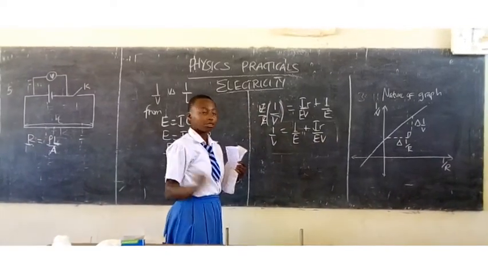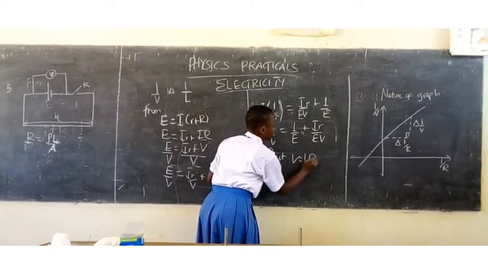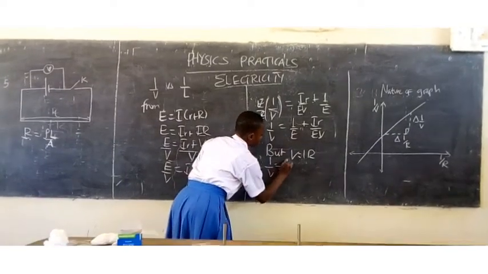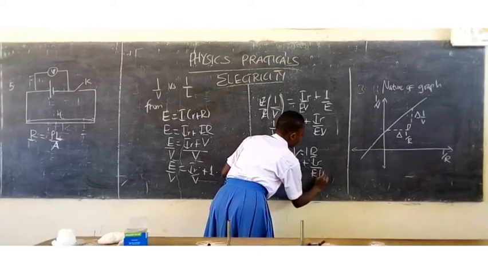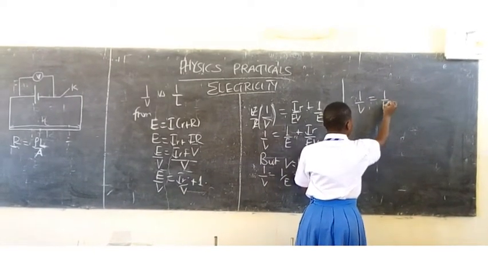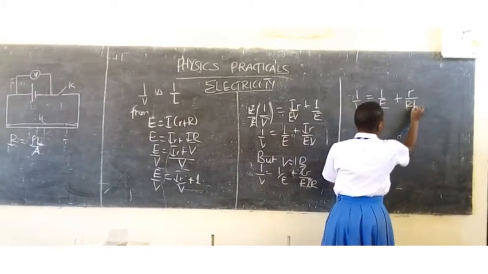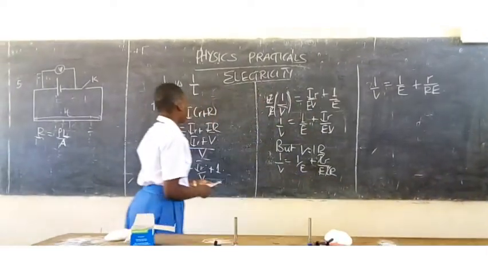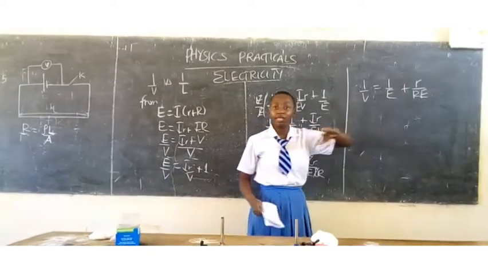But from Ohm's law, V equals I R. So here, instead of writing V, I'm writing I R. 1 over V equals 1 over E plus I r over I R E. So 1 over V equals 1 over E plus r over R E. But our aim is to draw the graph of 1 over V against 1 over L. But as you look at our equation, it does not have any L, but we have R.